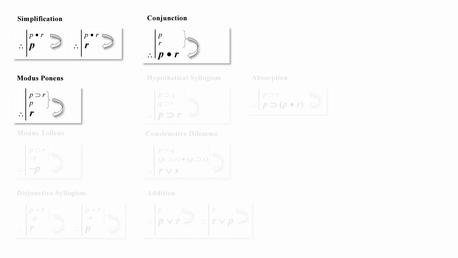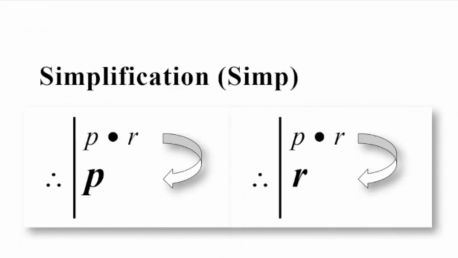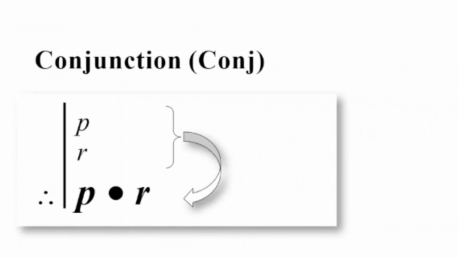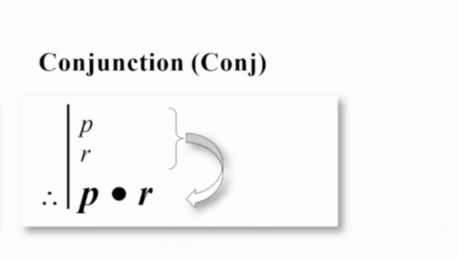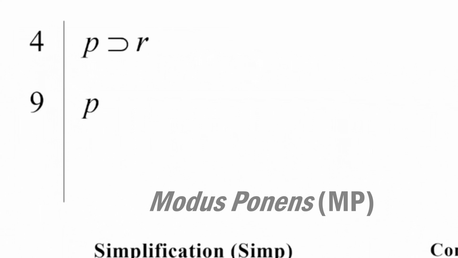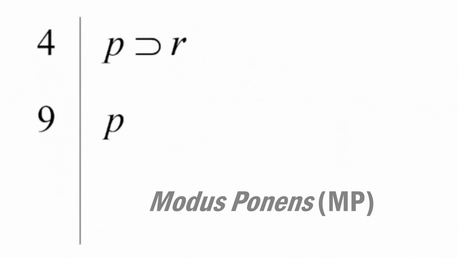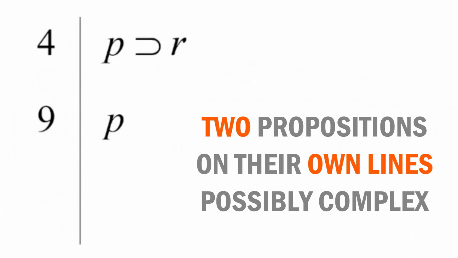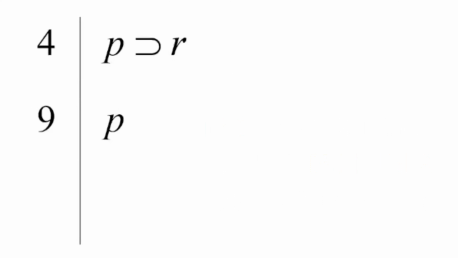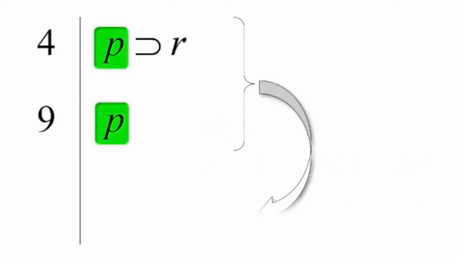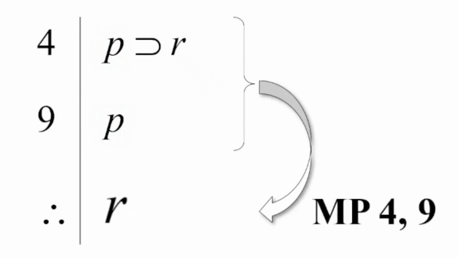A recap of the rules we've covered. Simplification allows us to deconstruct a conjunction. The conjunction rule allows us to construct a conjunction. We've learned a third rule, Modus Ponens. The rule requires 2 propositions on their own lines, a conditional and a proposition that matches the antecedent of that conditional. If we can match the antecedent in this way, we can detach the consequent.